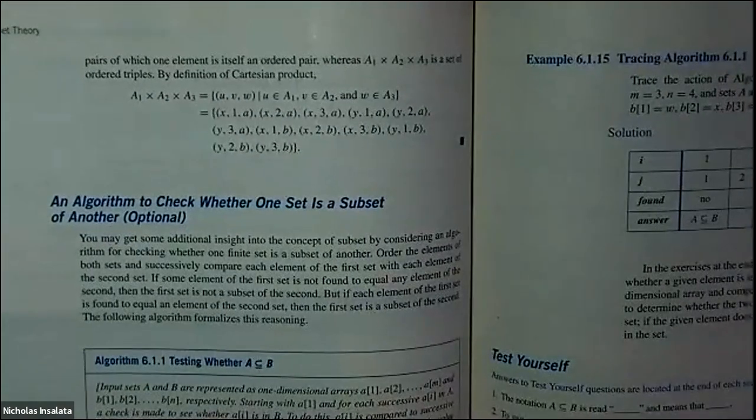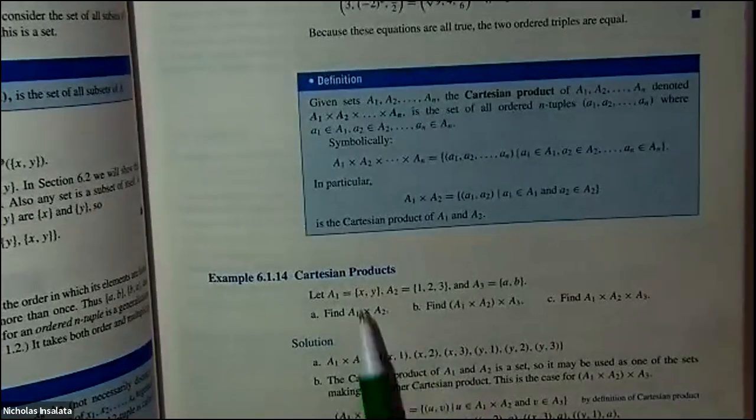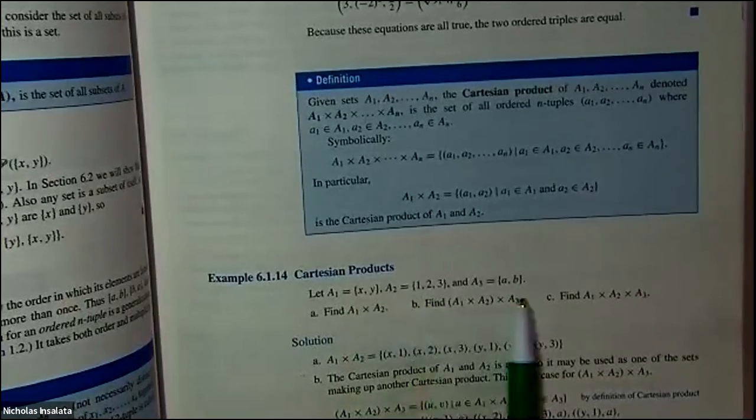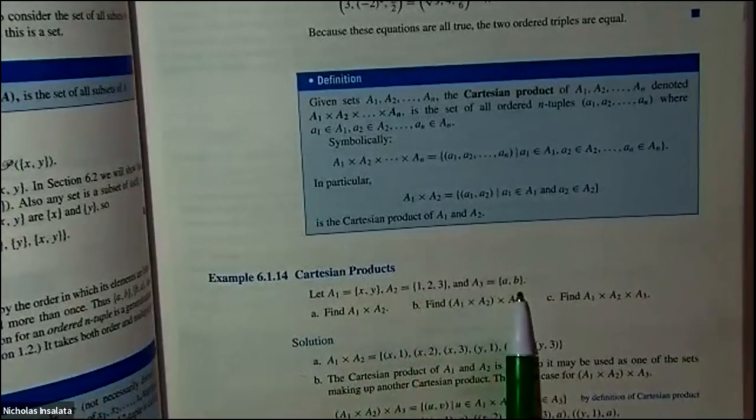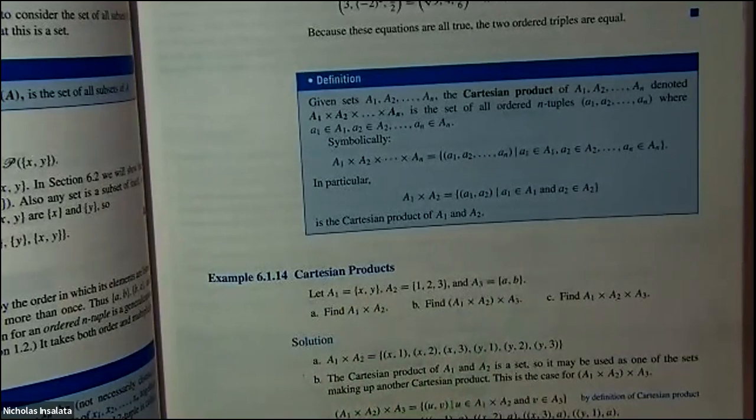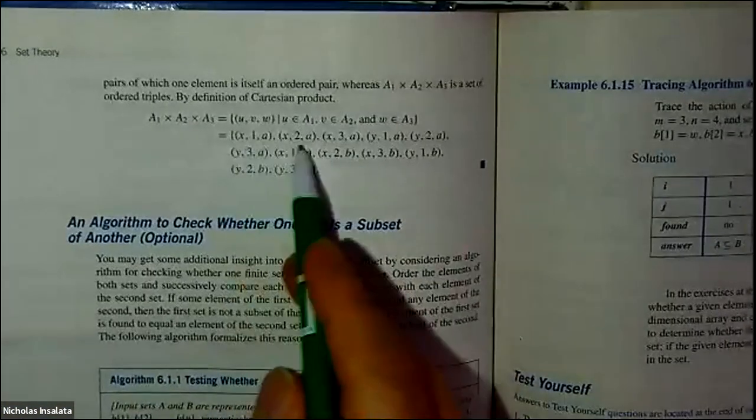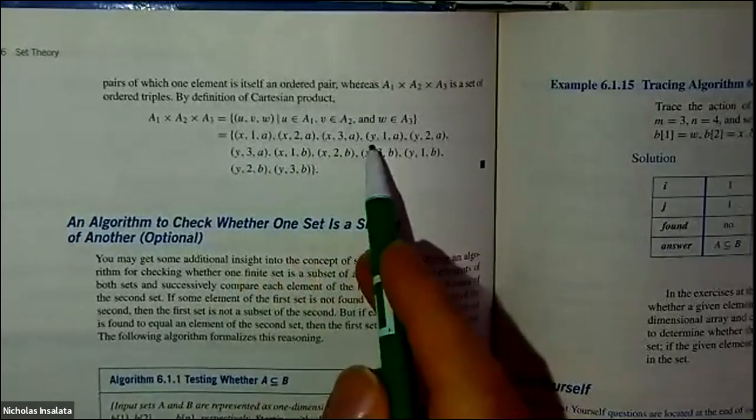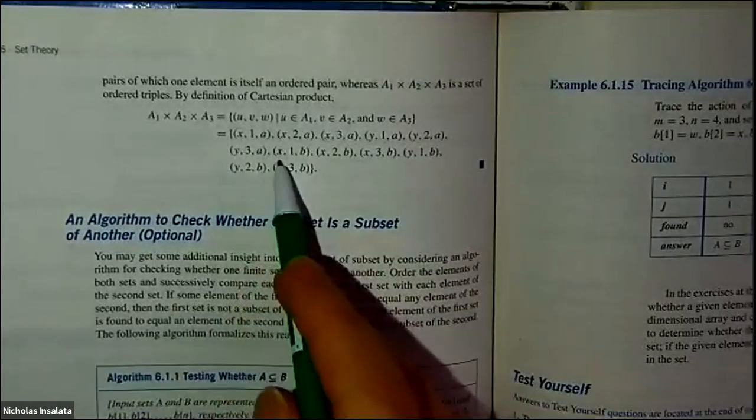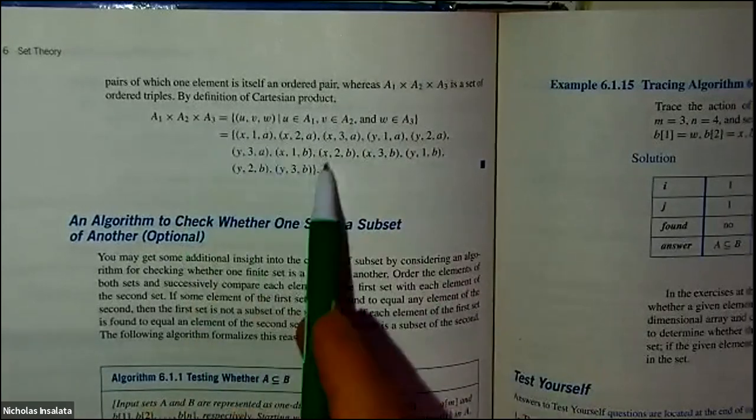But if we have A1, A2, and A3 crossed together, here's what they are. So here's A1 is XY, A2 is 1, 2, 3, A3 is AB. The size of this set is going to be 2 times 3 times 2, so it'll be 12 total items, right? And these 12 total items are here. We have X1A, X2A, X3A, Y1A, Y2A, Y3A, X1B, X2B, X3B, and et cetera, right? So you list all the different combinations.